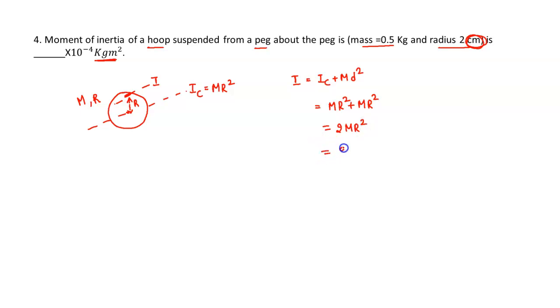Now just substitute the values here. M is given as 0.5, which is half. R is given as 2 centimeters. 2 centimeters is nothing but 2 into 10 power minus 2 meters. So square of this, this 2 will get cancelled, so this will be equal to 4 into 10 power minus 4. We also want the value in terms of 10 power minus 4. So the missing numerical in this question will be 4.